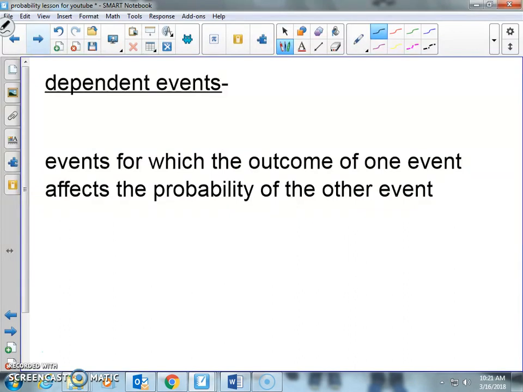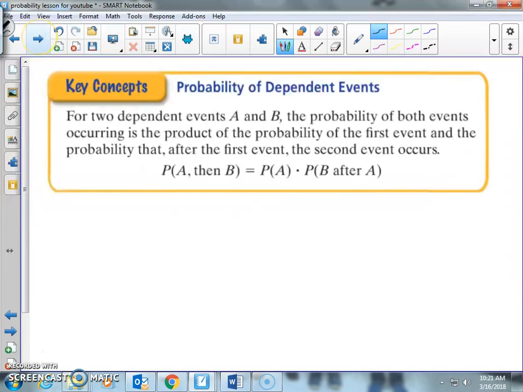The biggest thing to think of here is like drawing cards. If you draw a card and you don't put that card back in the pile and then you draw another card, well, what you draw second depends on what happened first. If I drew the Queen of Hearts first and didn't put it back in the deck, well, I can't draw the Queen of Hearts next because it's gone. So my second draw depends on my first. That's a dependent event.